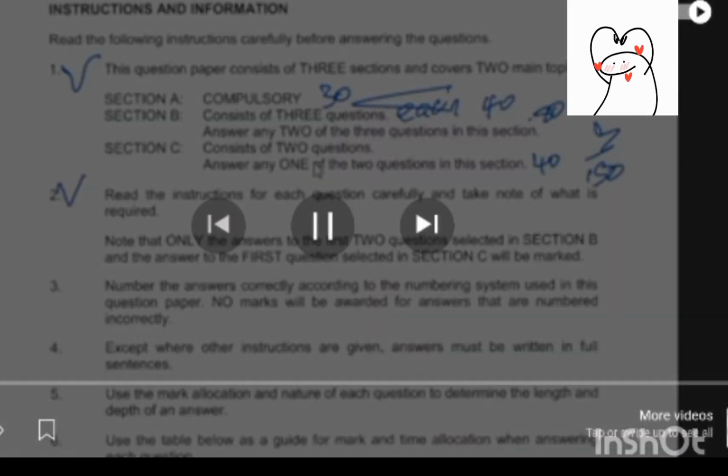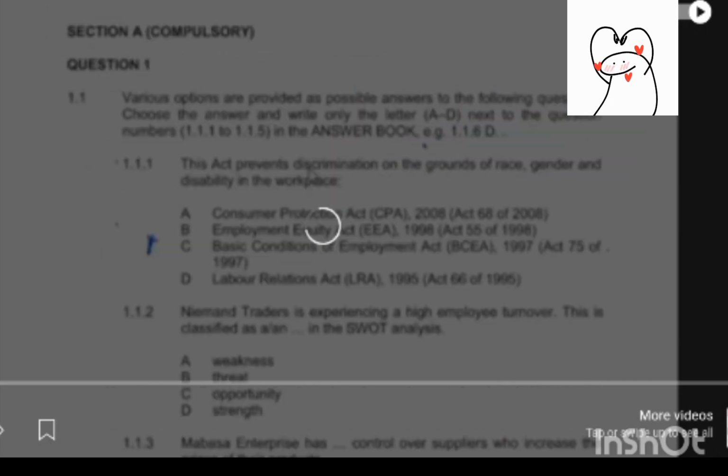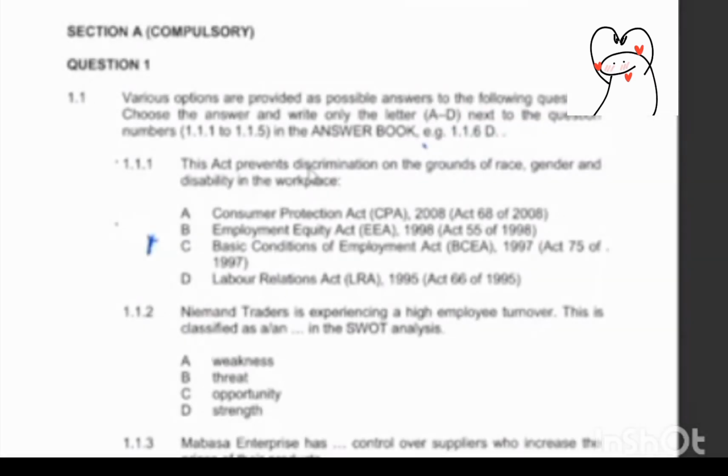Read the instructions for each question carefully and take note of what is required. Write only the letter amongst the given set of variables or letters given. Okay, right, grade 12. So now remember, whenever you are answering multiple choice questions, you should always apply the elimination method, meaning you should always go through all the set options given before you actually select the appropriate alternative that you think is the best in that regard.